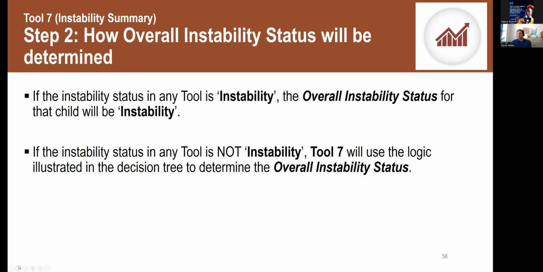The title of this slide is Step 2, How Overall Instability Status Will Be Determined. In Tool 7, the overall instability status for a child is determined using the instability status columns indicated in tools 1 through 6. If the instability status in any previous tool is instability, then the overall instability status for that child will also be instability. If no instability statuses in any previous tools are instability, then Tool 7 will fill in the overall instability status using the logic illustrated in the decision tree on the next slide.